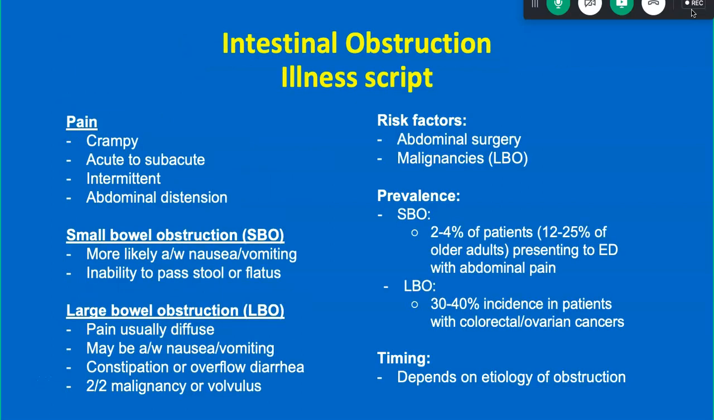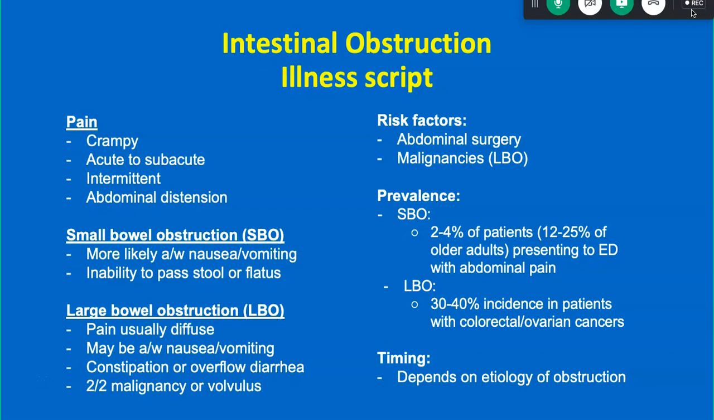Sure. So the first illness script is for an intestinal obstruction. This can be in either the small bowel or the large bowel. Some of the qualities of the pain is oftentimes crampy, especially in the small bowel where you have a lot of peristaltic movements. The pain can be either acute or subacute. Similar to it being crampy, it can be intermittent, so it can be off and on depending on the activity of the bowel. When it's more active and moving more, the pain will be more present.